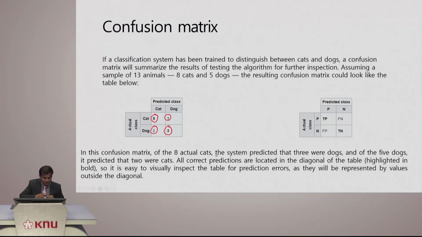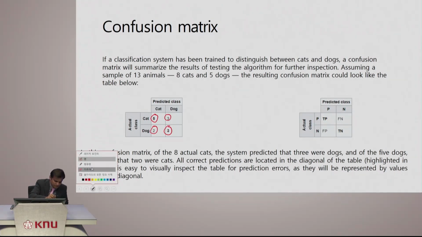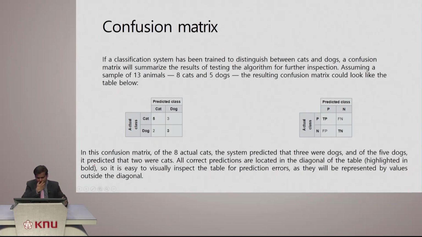So I want to revise this so you can understand what is happening. I think we had wrong values given. Okay, so you have 8 cats and 5 dogs. Let's look at this confusion matrix. In this confusion matrix, there are 8 actual cats. You can see the system predicted that 3 were dogs. Among the actual cats, the system has predicted 3 as dogs, and of the 5 dogs it has predicted 2 as cats.